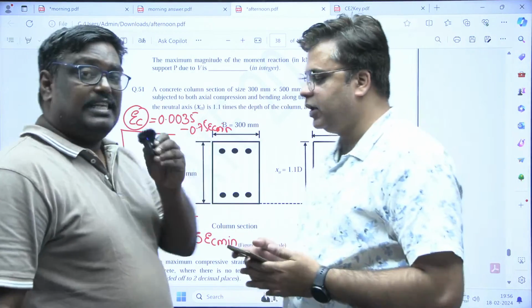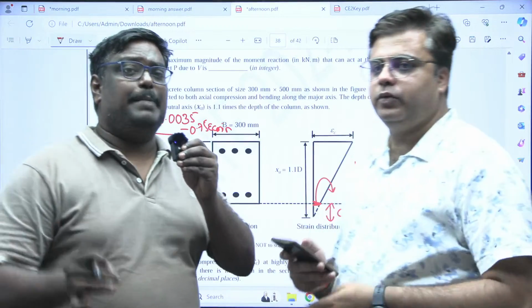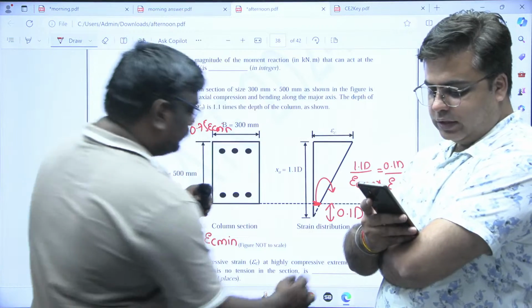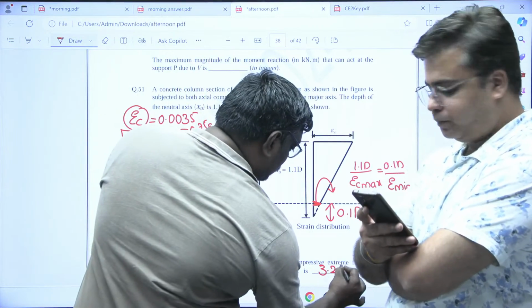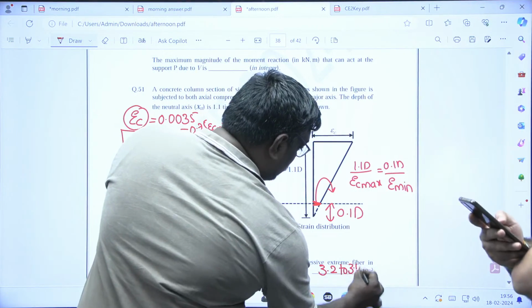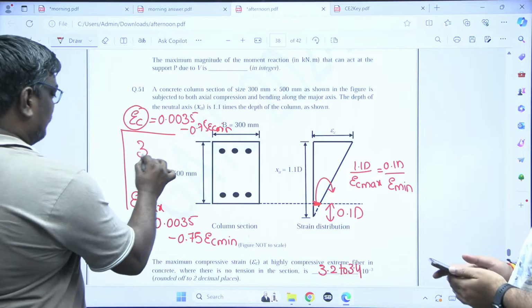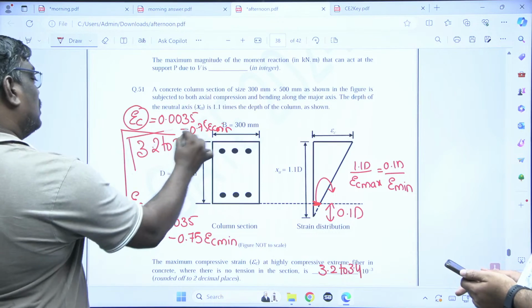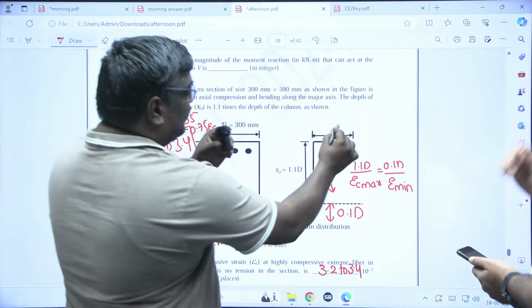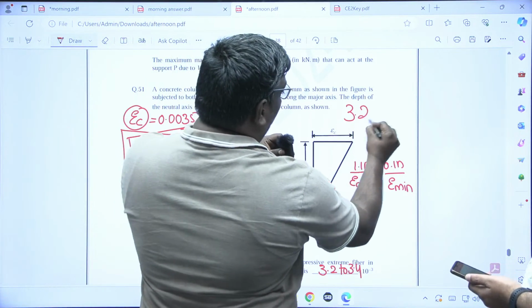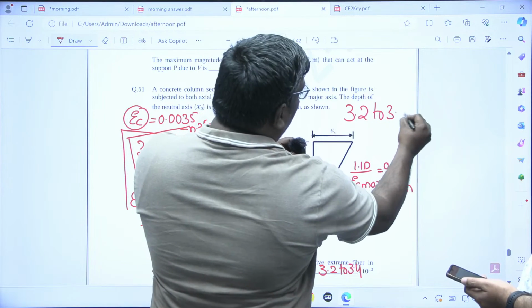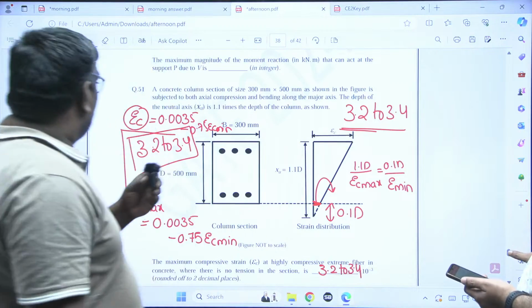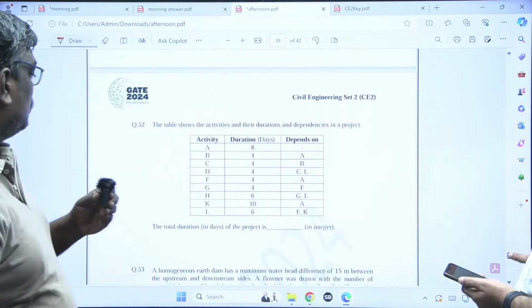The range is... See, students, some people have written 3.5. It should be lesser, sir. Yeah. Okay. So range is 3.2 to 3.4. So here, please remember, they have given 3.4, it's very good, sir. So the final answer for RCC here is 3.2 to 3.4 into 10 power minus 3. 10 power minus 3 is given in the question.